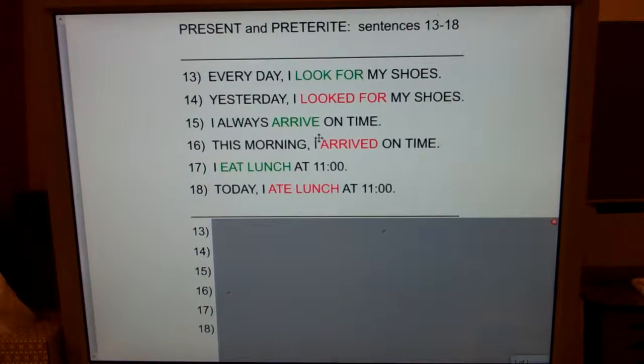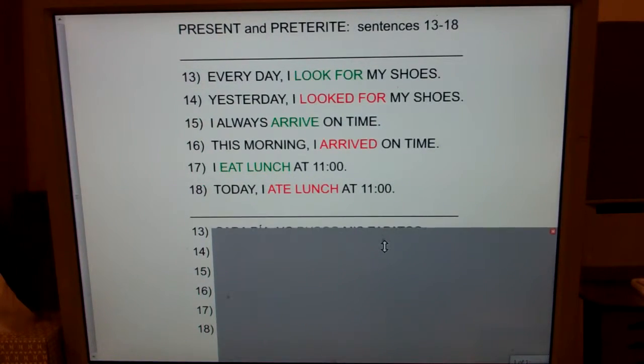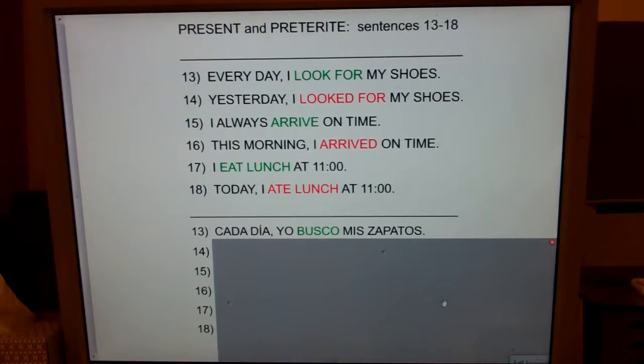Present and preterite, sentences 13 through 18. 13. Every day I look for my shoes. Cada día yo busco mis zapatos.